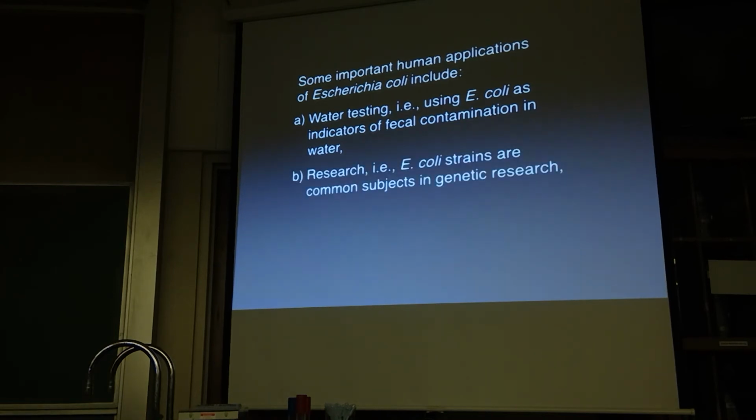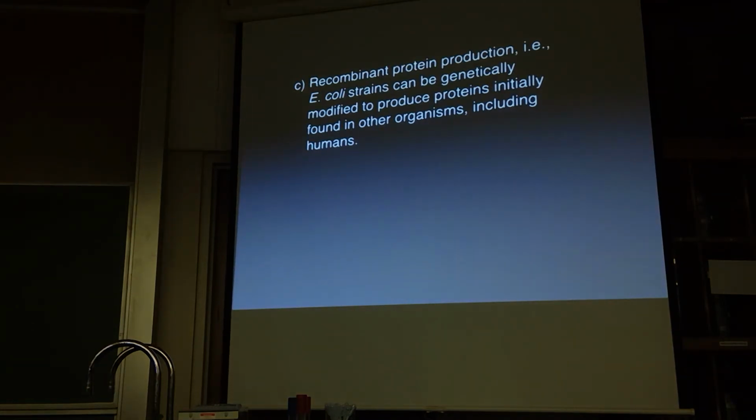They're also used in research situations, predominantly genetic research, again because the genetics of Escherichia have been more thoroughly studied over time, and also because they carry some important viruses. We've learned a lot about genetics by studying viruses. More recently, Escherichia strains have been genetically modified themselves to produce what are called recombinant proteins. This means you can take genes from other organisms and put them into E. coli, and E. coli will produce proteins.